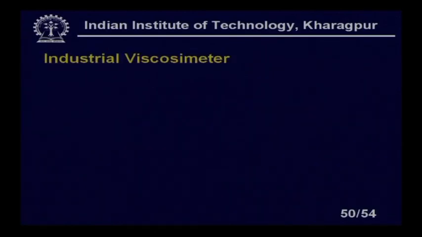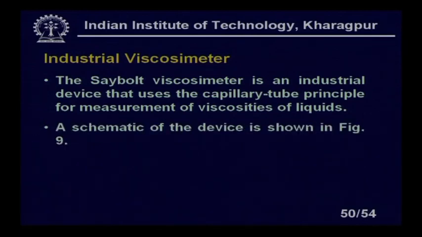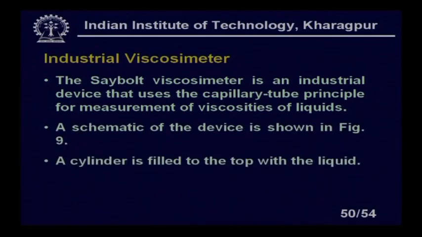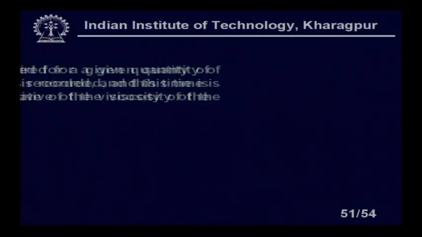Now, the industrial viscosity meter. The Saybolt viscosity meter is a very commonly used viscosity meter. The Saybolt viscosity meter is an industrial device that uses the capillary tube principle for measurement of the viscosity of liquids. A schematic of the device is shown in figure 9. A cylinder is filled at the top with the liquid, and the liquid is then allowed to drain from the bottom through a short capillary tube.